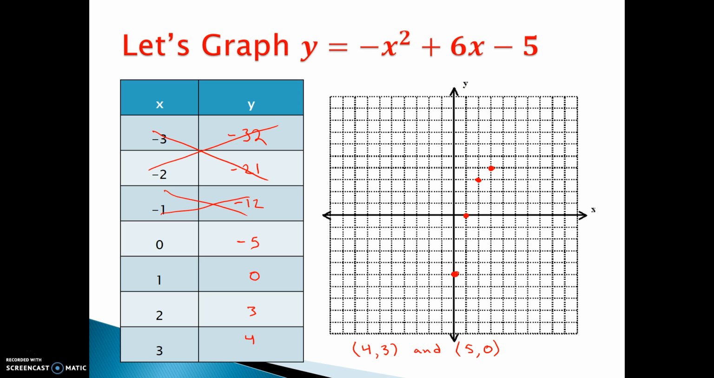So again, it's always nice to have extra points here. I have 4, 3, so I'm going to go over to 4. 1, 2, 3, 4, up 3. Right, and you notice now, there we go. I actually start to see that it's turning back around, coming back down. The next one was 5, comma 0: 1, 2, 3, 4, 5, 0. And again, what I'm going to do right now is complete my parabola by using that axis of symmetry.